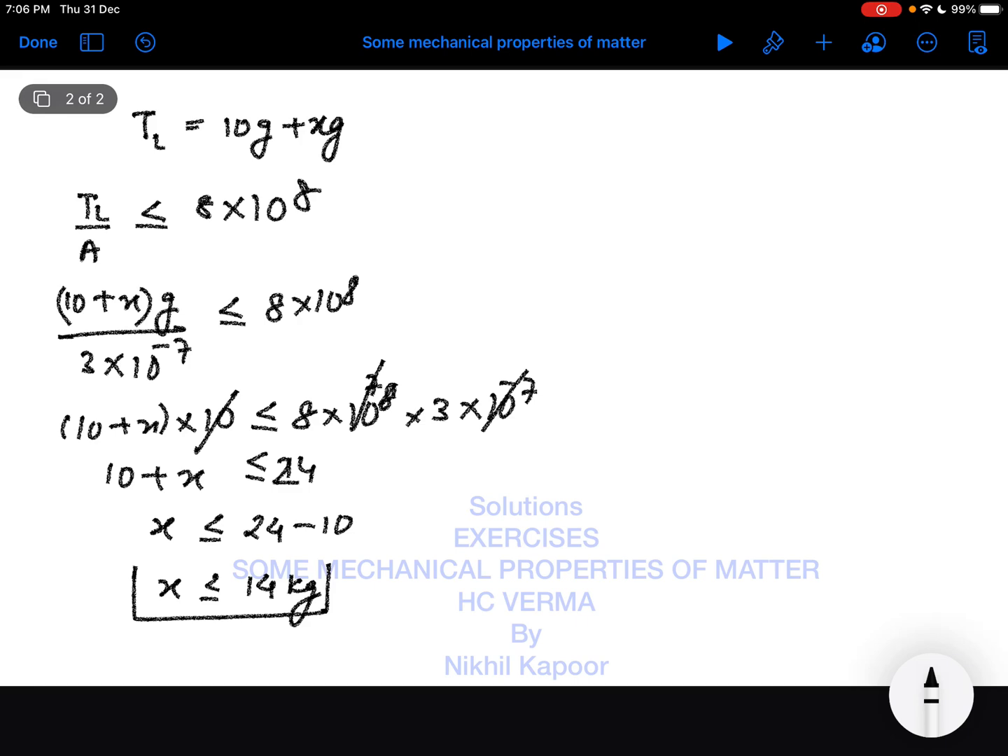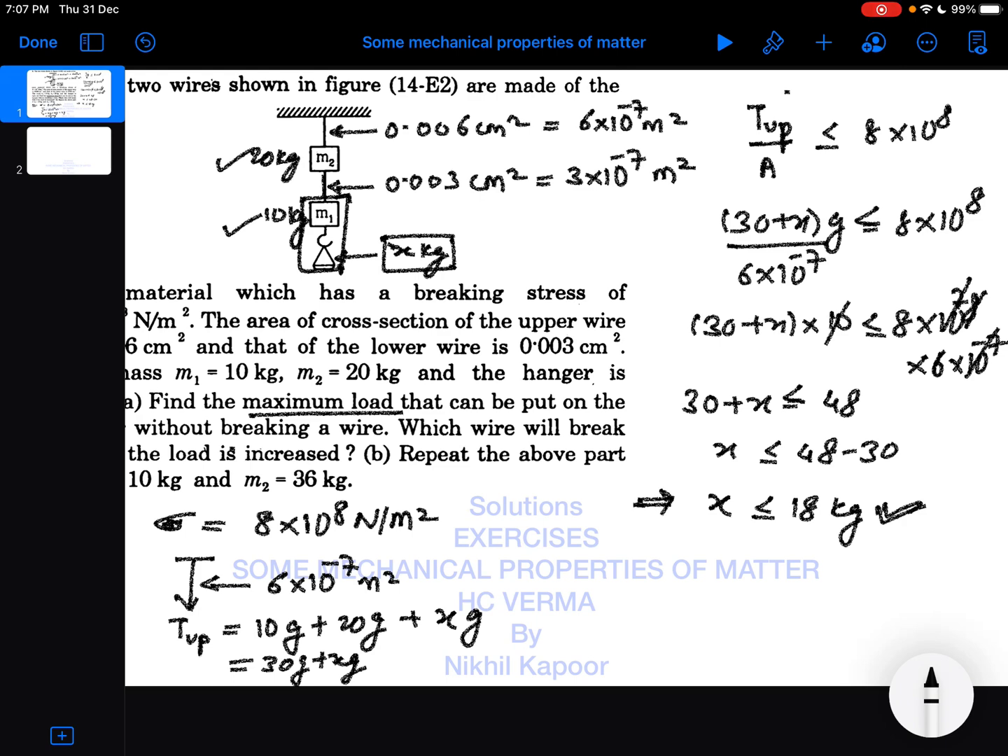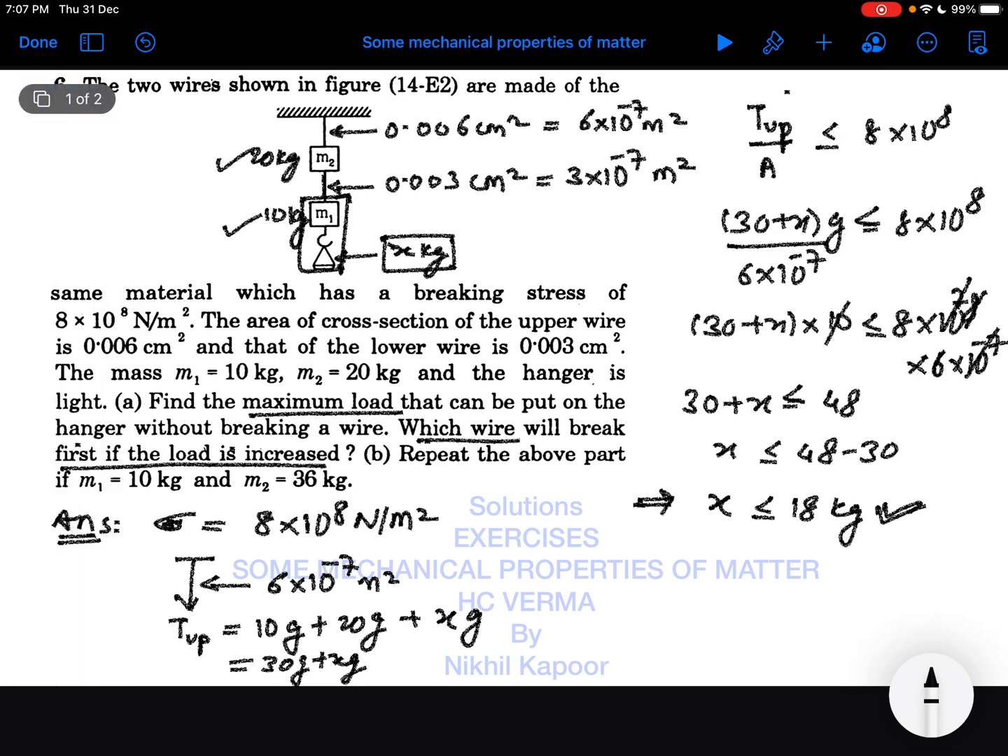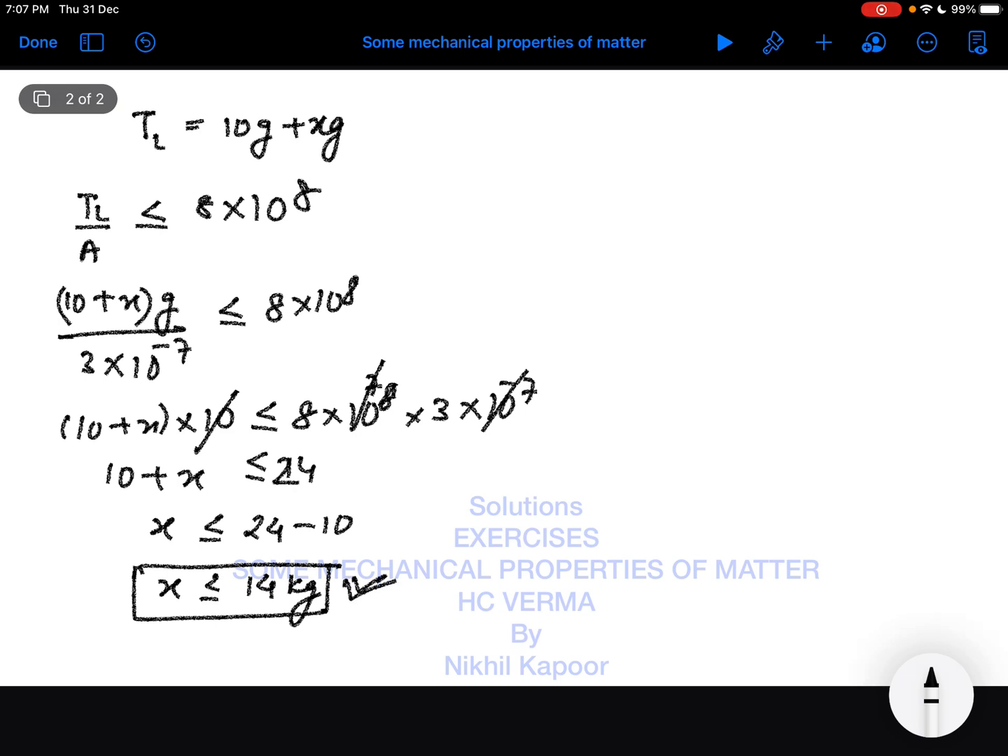So the lower wire will break if the load on the pan is 14 kg, while the upper wire will break if the load is 18 kg. So it is very clear which wire is likely to break first if the load is increased. On increasing the load from 0 to 18 kg, when the load becomes 14 kg, the lower wire will first break. Therefore the maximum load that can be kept must be 14 kg, because on putting more than 14 kg in the pan, the lower wire will break.